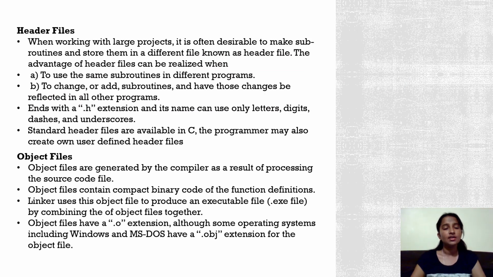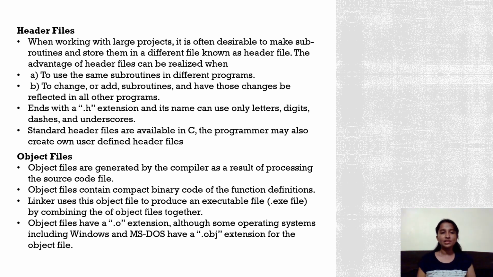Next comes the header files. When working with large projects, it is often desirable to make subroutines and store them in a different file known as a header file. The advantage of a header file can be realized when you want to use the same subroutines in different programs, to change or add subroutines and have those changes be reflected in all other programs. It ends with the .h extension, and its name can use only letters, digits, dashes, and underscores. Standard header files are available in C. The programmer may also create their own user-defined header files.